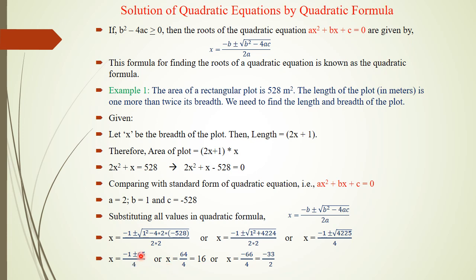When I consider this 65 to be minus, that will be my second root, that is nothing but minus 1 minus 65 is equal to minus 66 divided by 4. When I further simplify this, it will be minus 33 by 2. Therefore, now I have two roots of this given quadratic equation, that is 16, and one more is minus 33 by 2.